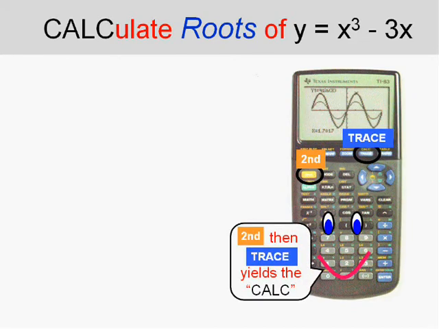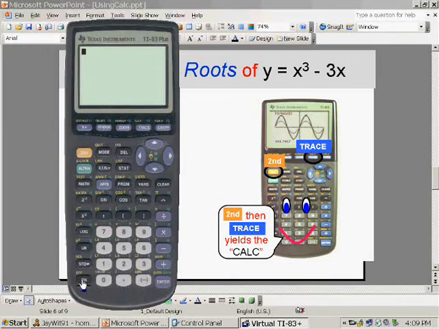Second, then trace yields CALC. I'm going to demonstrate to you how to use the CALC button to find the roots or zeros of this function, y equals x to the third minus 3x. Let's get this function into the calculator first. I'll hit y equals. I might have to clear out an old one, but I don't have to here. And I'll put in x to the third minus 3x. And let's take a look at this graph.